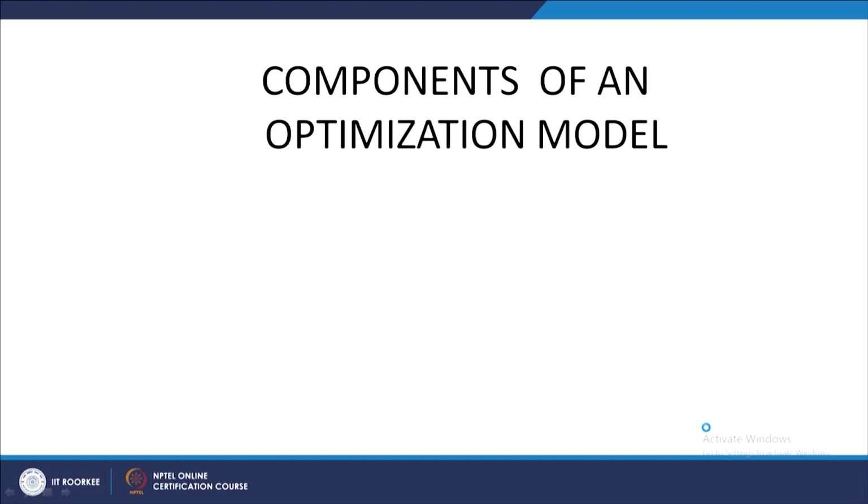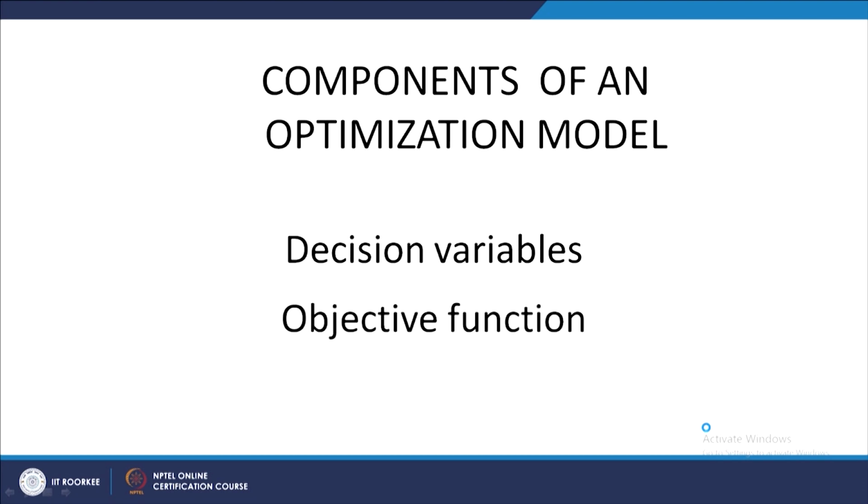So, first of all, let us look at the various components of an optimization model. The first one is the decision variables. These are the variables that have to be determined for a given problem. As I said in the previous slide, x1, x2, xn, these are the decision parameters, they have to be determined. They are called the decision variables or decision parameters. Second component is the objective function. What is to be minimized or maximized? And the third component are the constraints, that is those conditions which the decision parameters should satisfy.